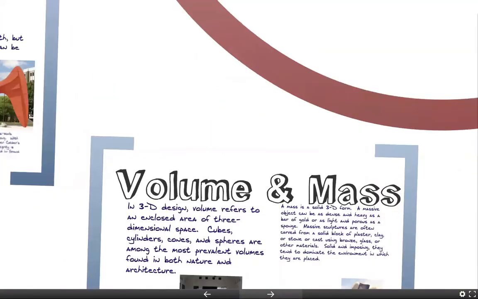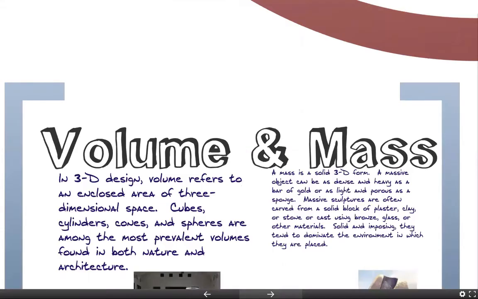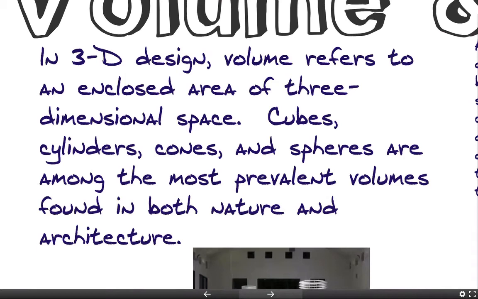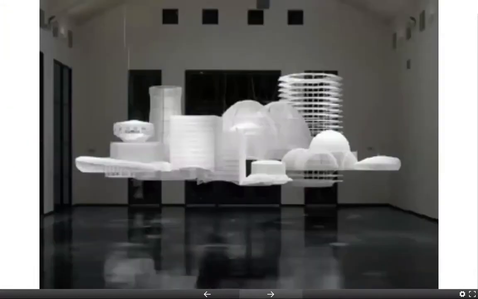And moving on to another element of three-dimensional design, we have volume and mass. In general terms, volume is the amount of space an object occupies. In three-dimensional design, volume refers to an enclosed area of three-dimensional space. Cubes, cylinders, cones, spheres, those are among the most prevalent volumes found in both nature and architecture.